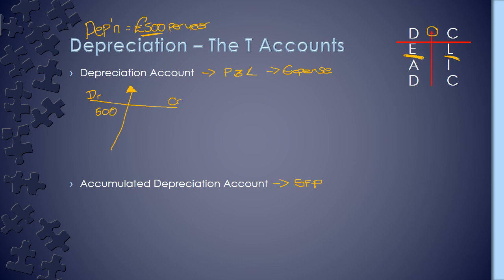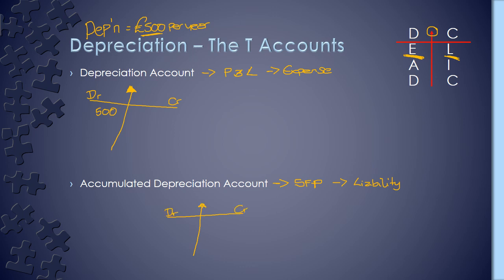At the same time, we also need to make sure that that £500 is reflected in the net book value of that asset. So we need to reflect it as well on our statement of financial position. And we're going to consider this a liability to us because this is going to take down the value of our asset.